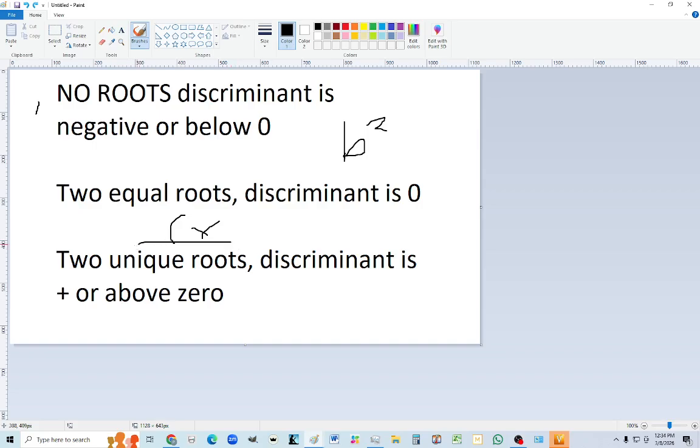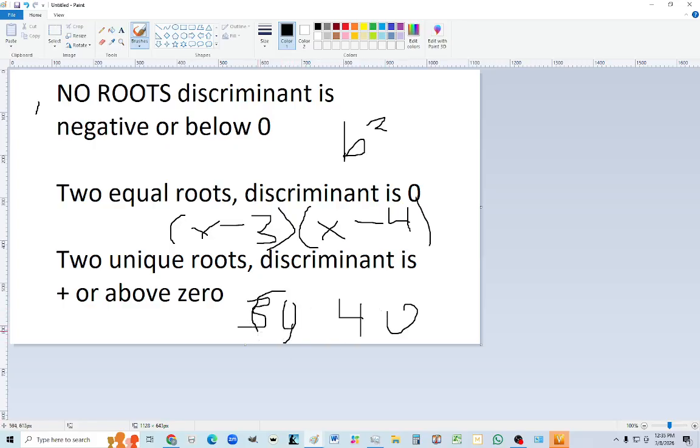And then finally, two unique roots. The roots are different, like x minus 3. This is what roots are. Sorry, this is actually what factors are. Those are two factors, and the roots in this case are 3 and 4. 3, 0, and 4, 0. These are the roots, 3 and 4.